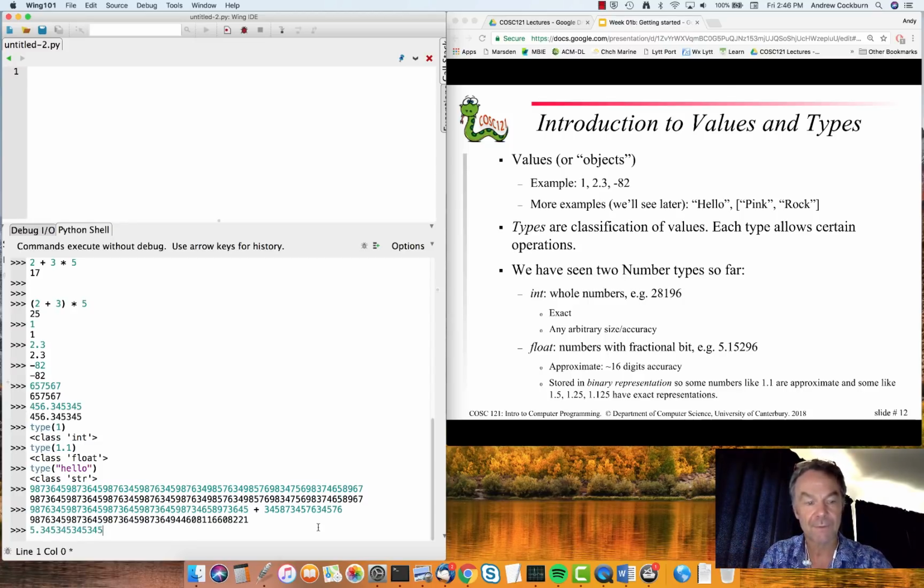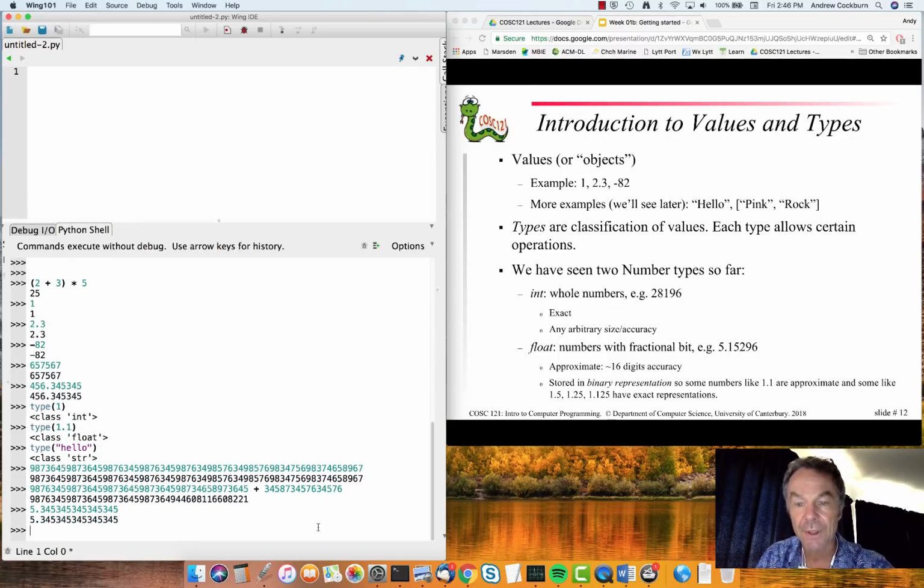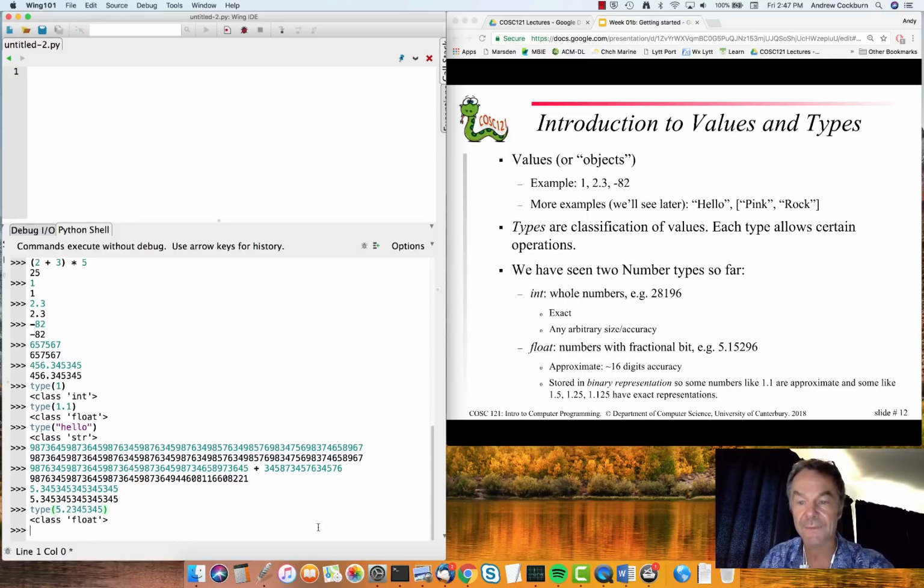Floating point values, they have a digit associated with them, and I can say, what's the type of this value? It's of class float, so you can see that Python knows that those things have a type associated with them. But importantly, floats have limited accuracy. They're approximate. They're only about 16 digits worth of accuracy. So sometimes they can be reflected precisely, like 1.5 has an exact value associated with it, has an exact representation. But you mustn't rely on exact representation of floating point values.